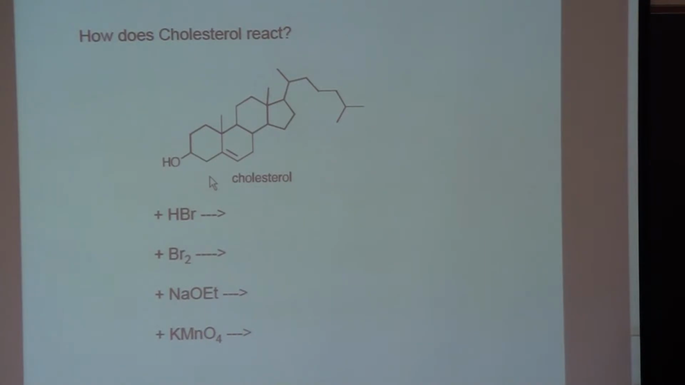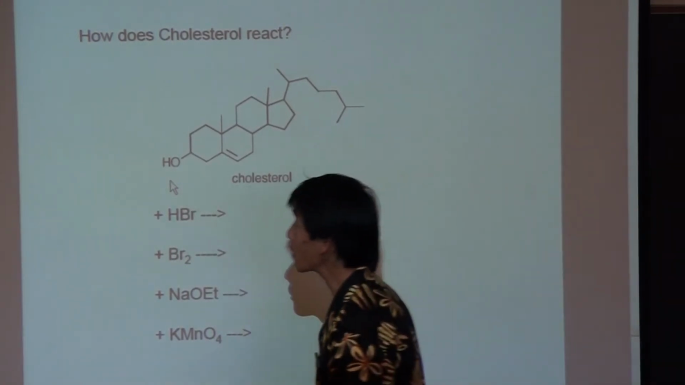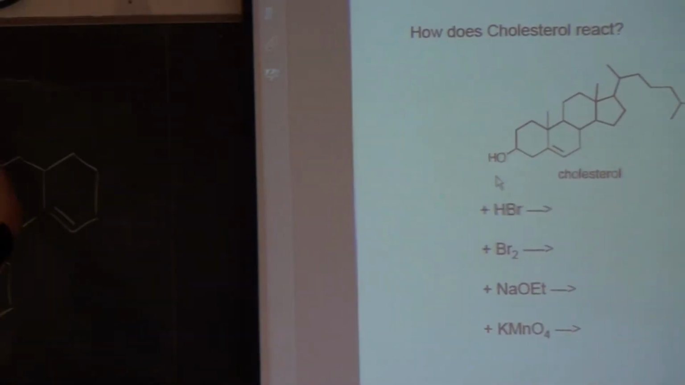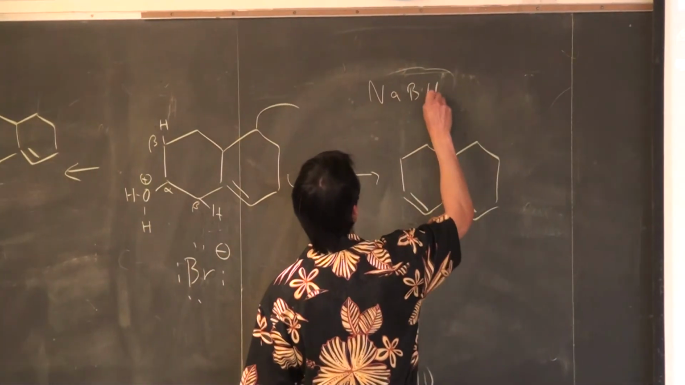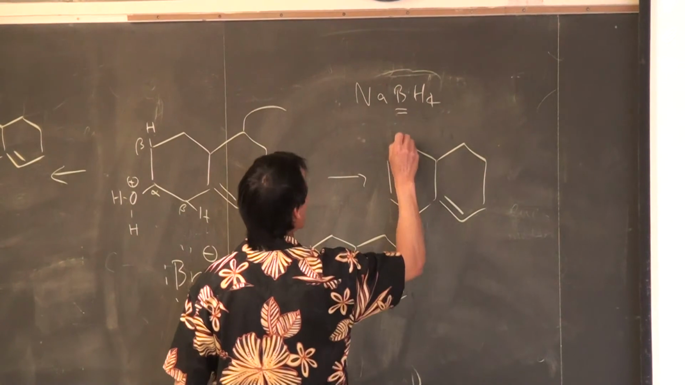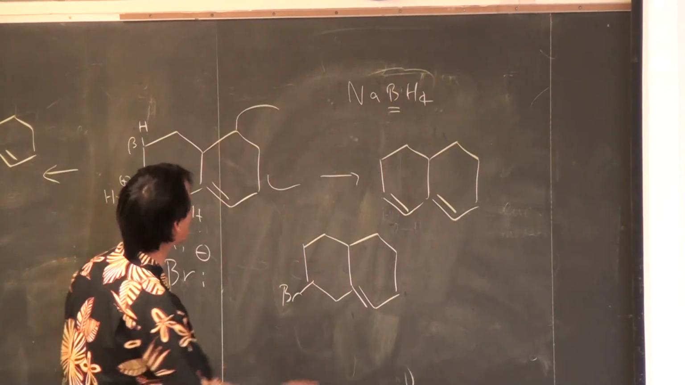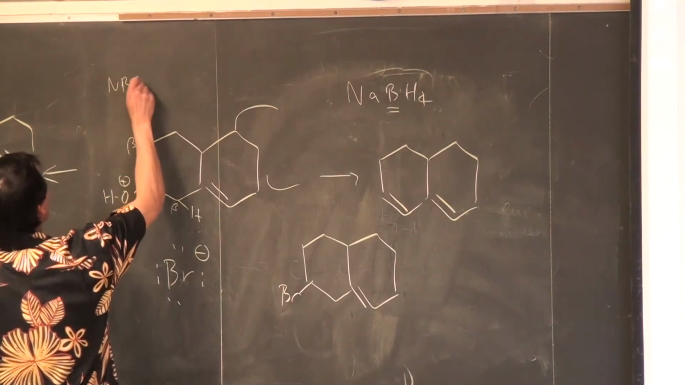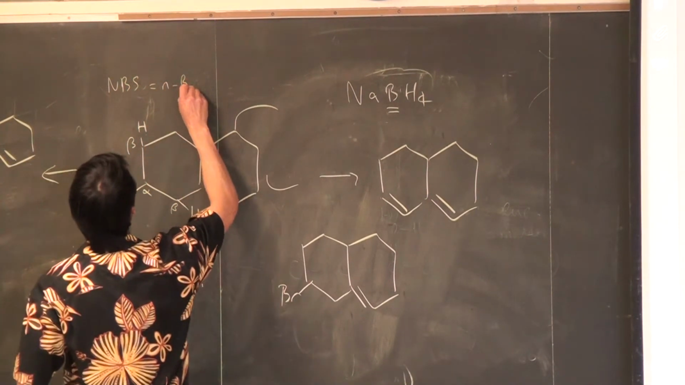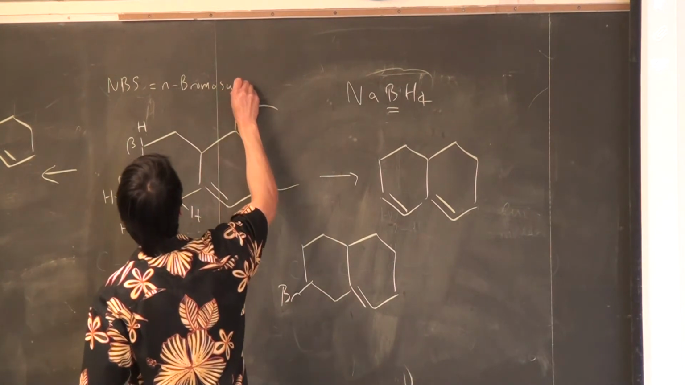So wait, NBS, is that called a hydroboration? No, NBS is N-bromosuccinimide. That's that specialized brominating reagent. That's different from sodium borohydride, which is this compound, NaBH4. Okay, so that's that boron compound that behaves like a reducing agent. And NBS is different. NBS stands for N-bromosuccinimide.